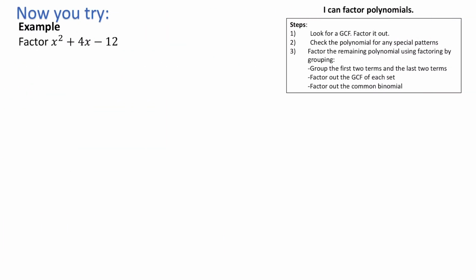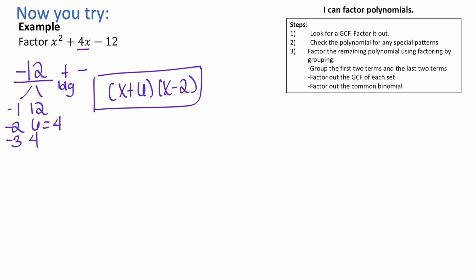So now you can go ahead and pause the video and try factoring x squared plus 4x minus 12 on your own. So when you factor this, there is no a, so we're just going to go ahead and use the negative 12. So then we're going to factor negative 12. Since 4 is positive, we're going to make the bigger factor positive. So the correct combination of factors is negative 2 and 6. So that means we have x plus 6 and x minus 2, and that is the factored form of this polynomial.